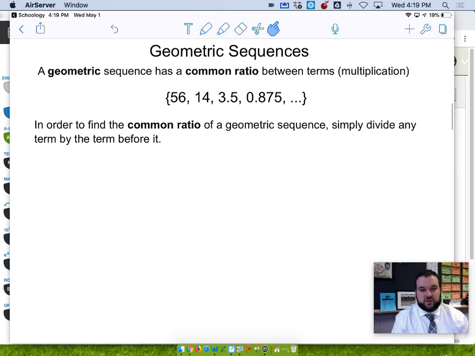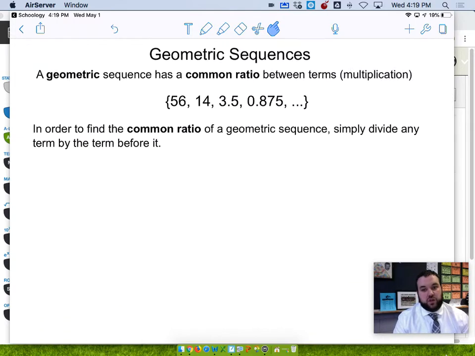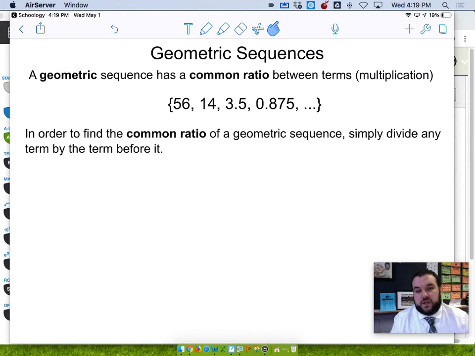A geometric sequence has a common ratio between terms. So in 9.2 it was a common difference, meaning you're adding or subtracting the same amount every time. Today in 9.3 it is all about a common ratio. And we are going to stick strictly to multiplication, okay?